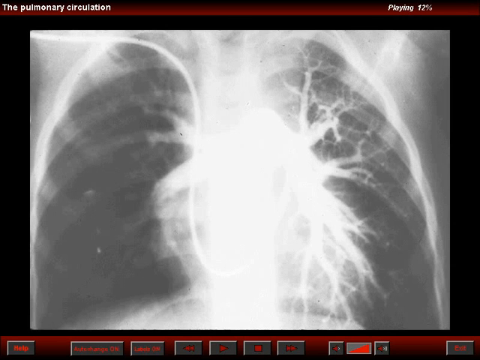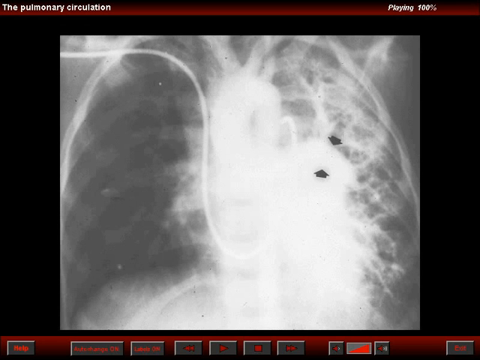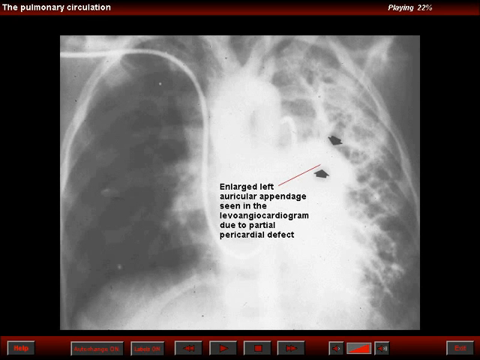A pulmonary angiogram was performed, and it showed a normal branching of the pulmonary artery. The density was not related to the pulmonary trunk. In the levoangiocardiograph, that is the opacification of the left heart chambers, one can see a prominent left auricular appendage outlined by arrows, and this was the cause of the bulge. This is virtually pathognomonic of a partial pericardial defect.